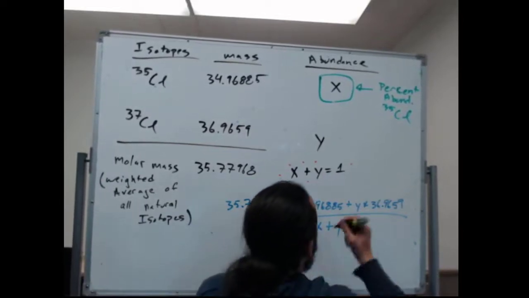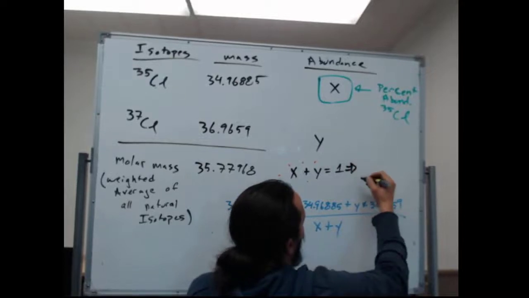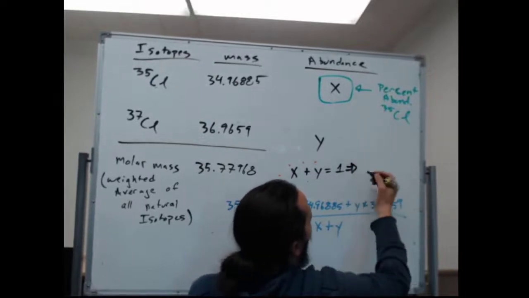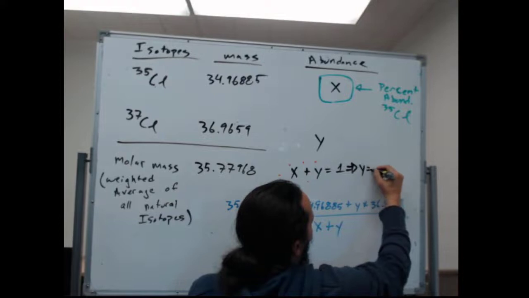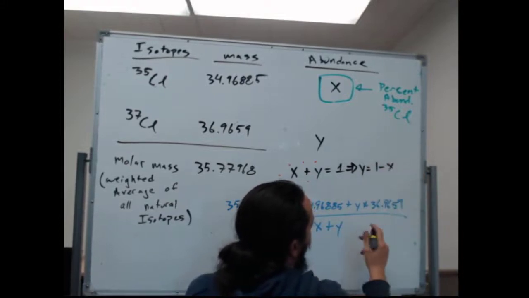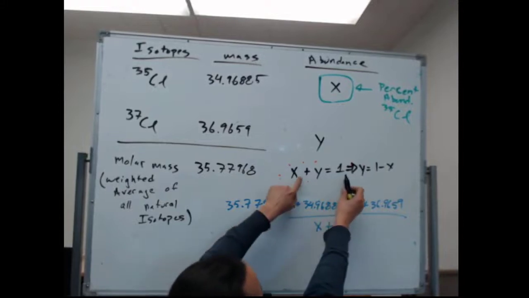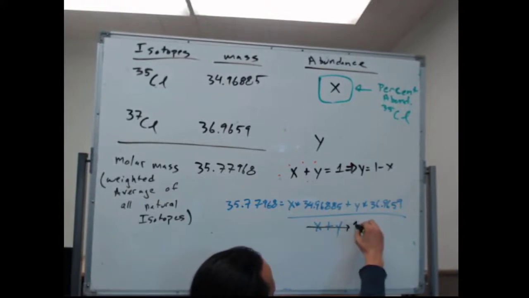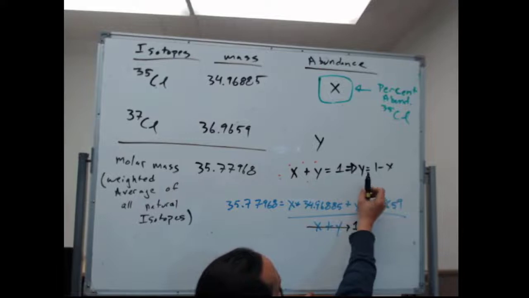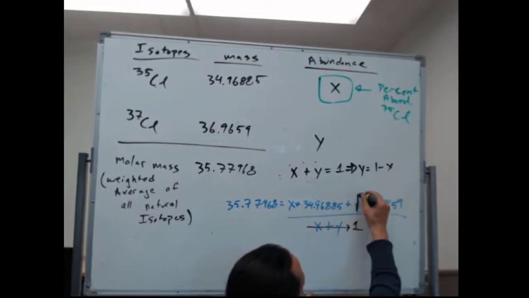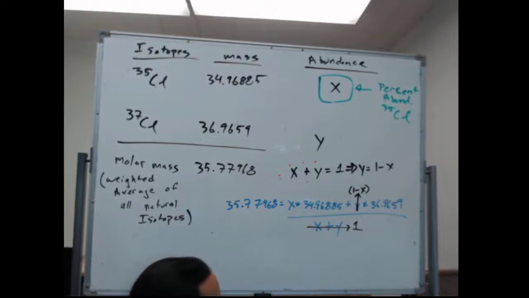So we'll rearrange this. Since we're solving for X, I'll do Y equals 1 minus X. And then I can do 2 substitutions. One, I can recognize that X plus Y equals 1, so I've got a 1 there. And then I can recognize that Y is 1 minus X, so I've got a 1 minus X in parentheses there.